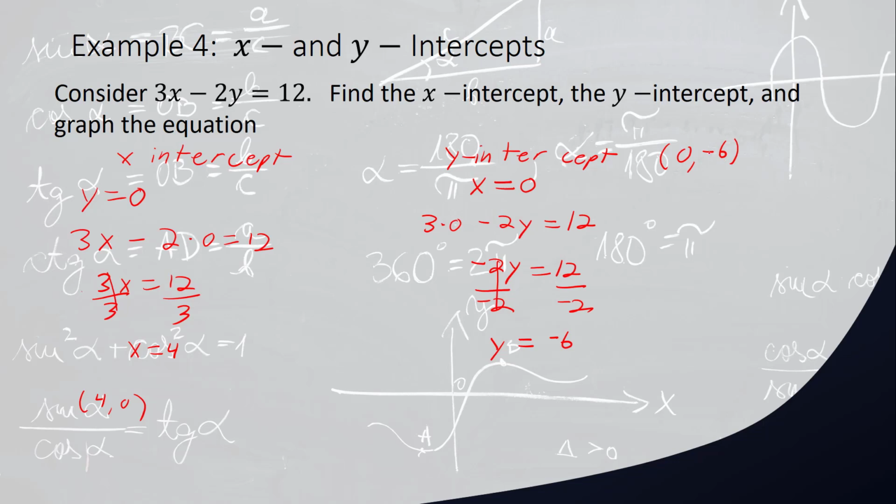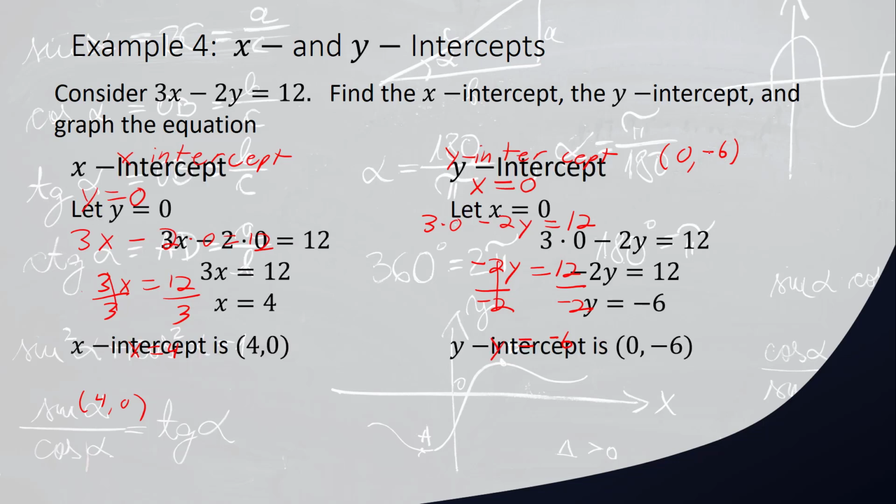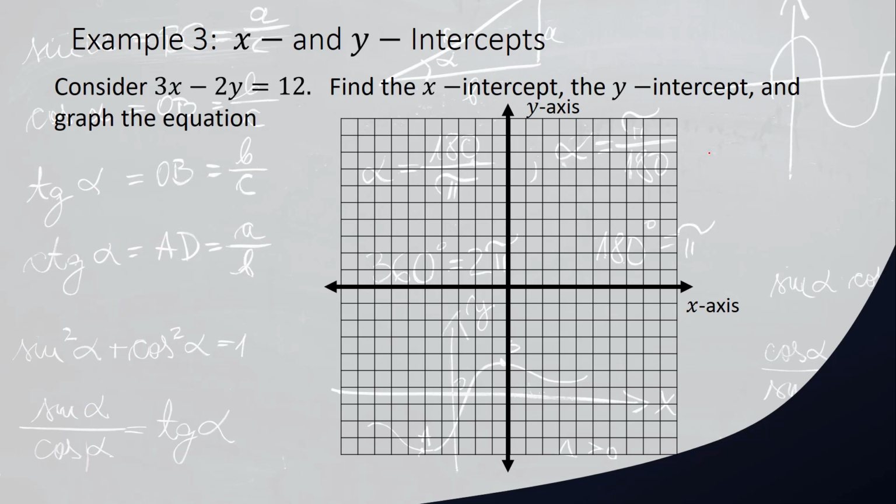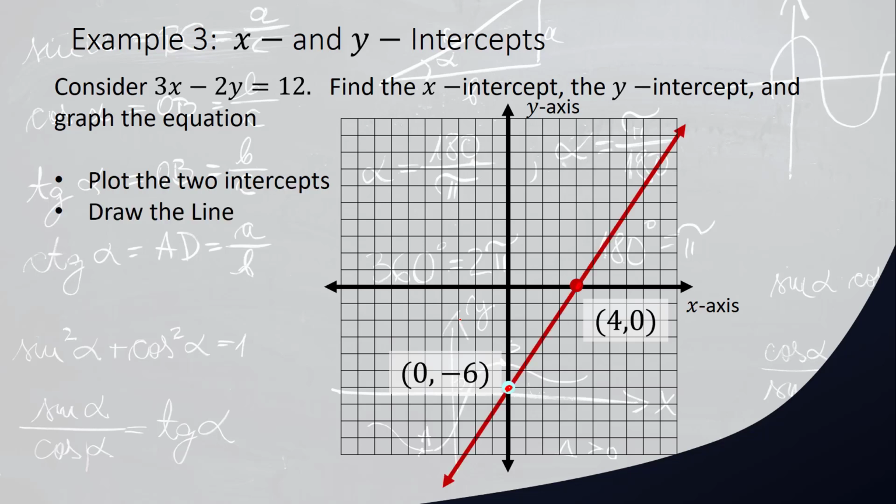And now we just need to plot those. Okay. Well, 4, 0 is 1, 2, 3, 4 right here. 0, negative 6, we start at the origin, we go down 6 units. 1, 2, 3, 4, 5, 6 is right there. So there we are, we have plotted those points. And now all we need to do is connect the dots. And there we are.